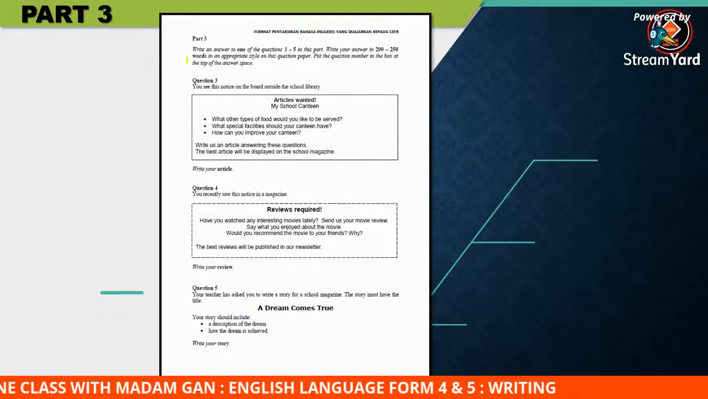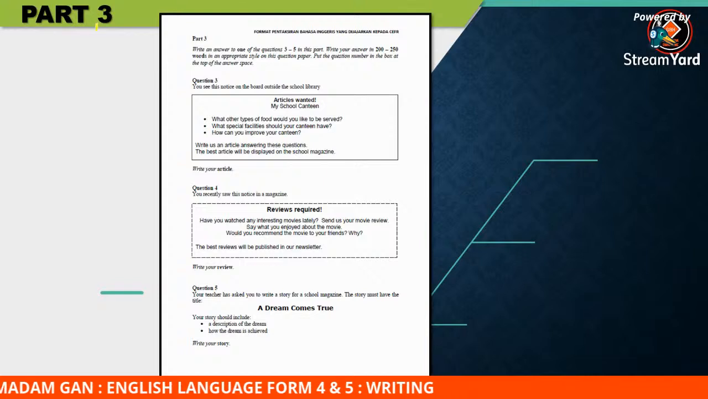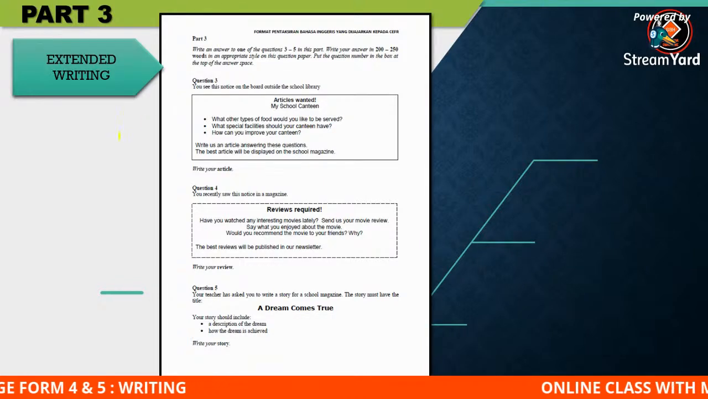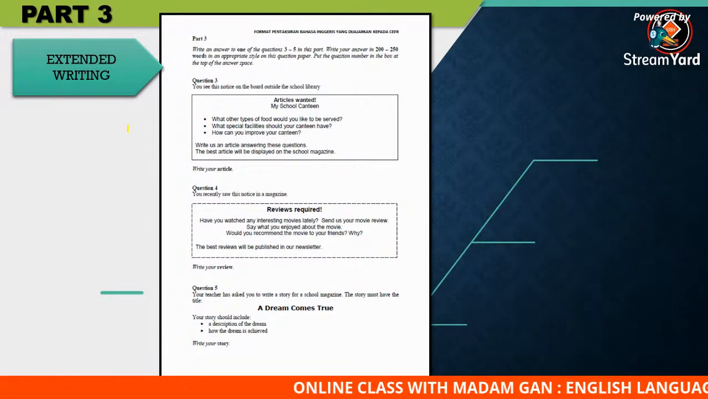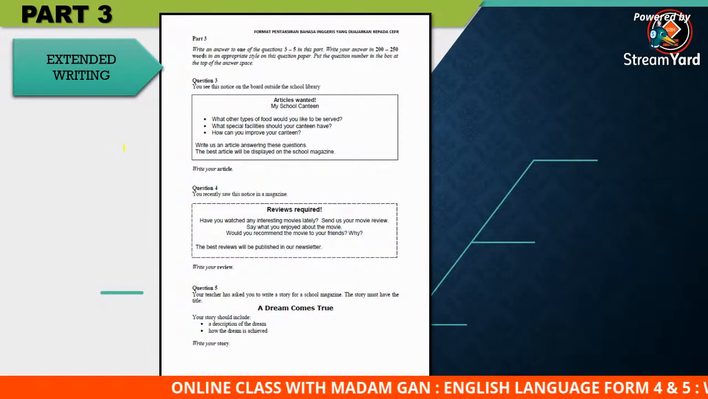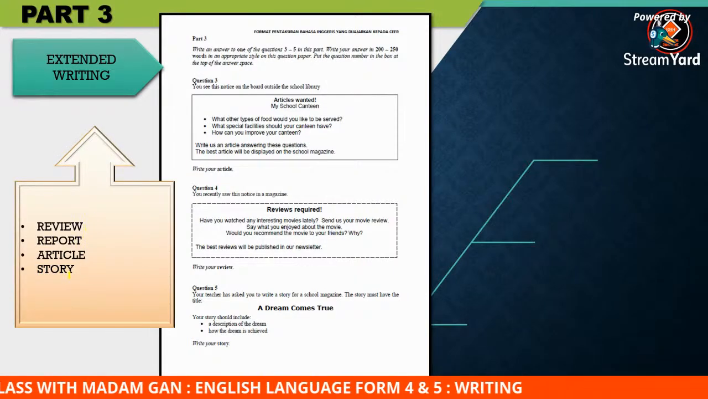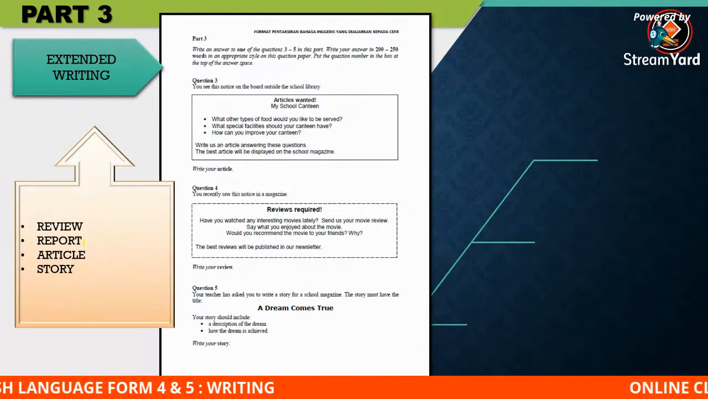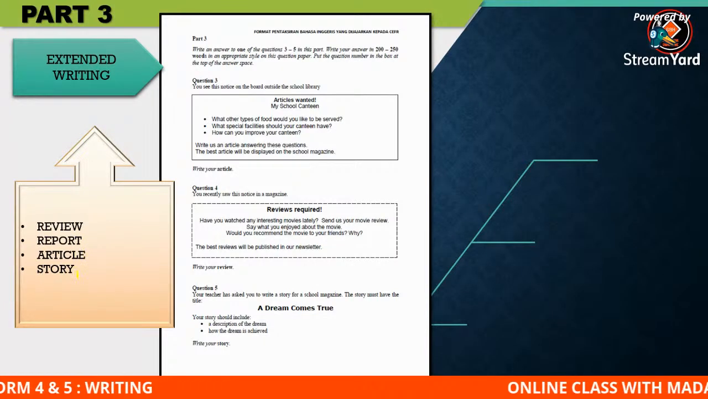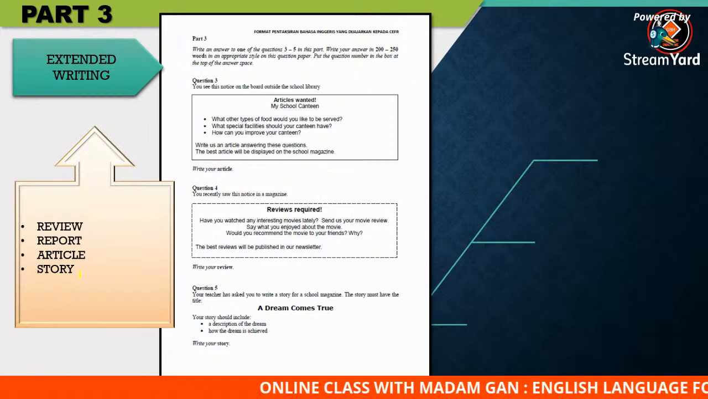So the last format, which is the last part, which is part 3. Part 3 is called extended writing. Okay, part 3 is called extended writing. So here, the format, you have a few. You have review, you have report, you have article, you have story. So there are 4 formats here or types.